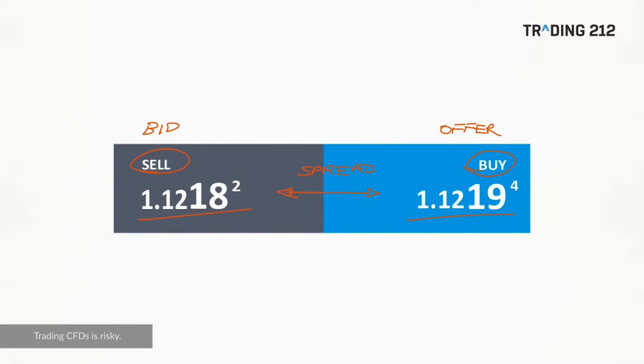We can see here that the size of that spread is 0.00012. If we add that number onto this bid of 1.12182, then we end up with this offer price of 1.12194.